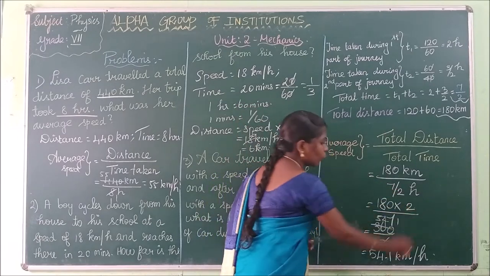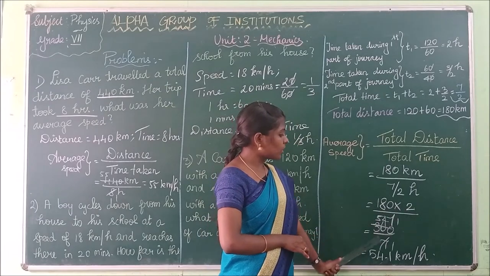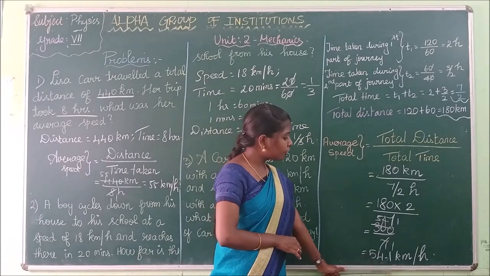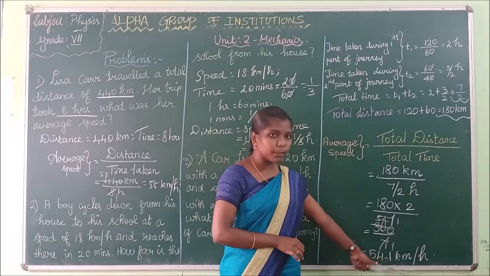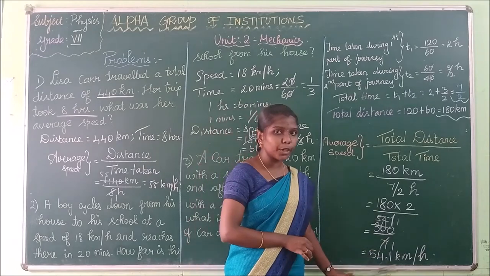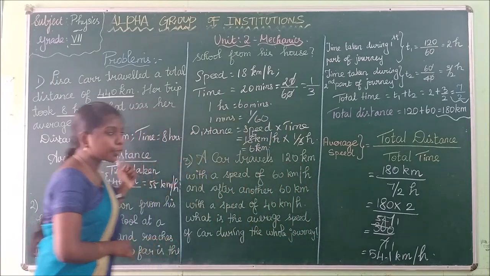This 2 goes to the numerator. 180 into 2 by 7. 180 into 2 is 360 by 7. If you cancel this, the answer is 54.1 km per hour. So the average speed is 54.1 kilometer per hour. Is this problem clear for you?